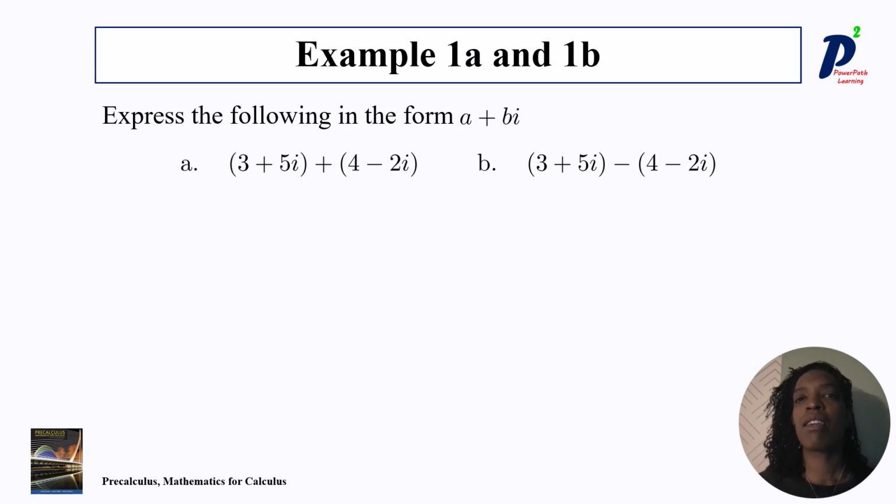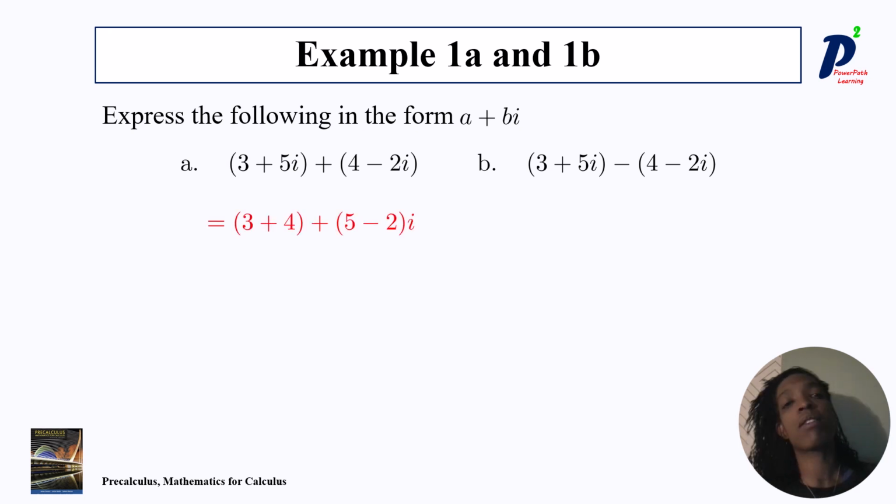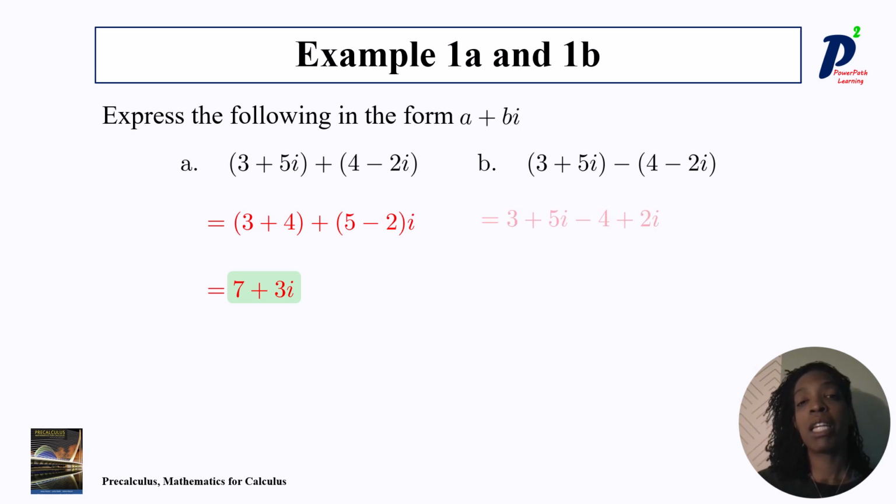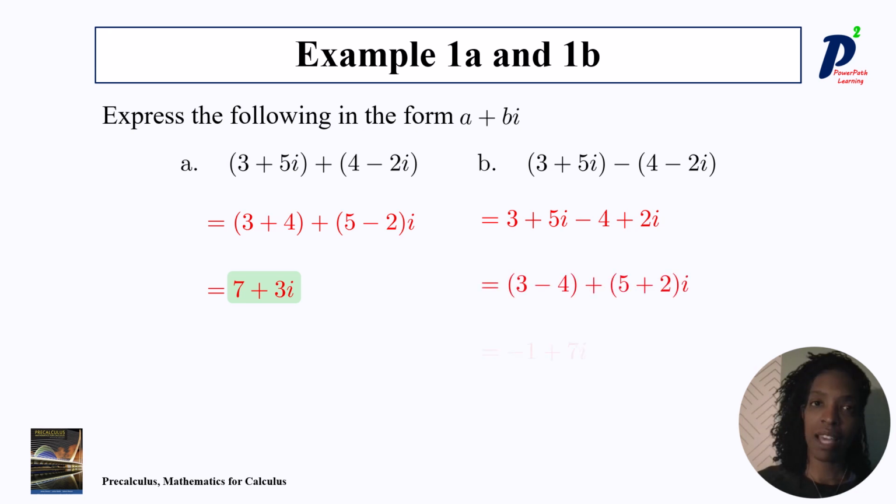Give these a try. I think you'll be able to do them on your own. I'm going to start the solution now. So for part A, we're going to gather our real parts together, 3 plus 4, and our imaginary parts together, 5 minus 2i. That gives us 7 plus 3i, which is our final answer. For part B, I'm going to distribute the negative sign first just to make sure my math stays tight. And then I'm going to do the same thing, 3 minus 4, and then 5 plus 2i to get negative 1 plus 7i.